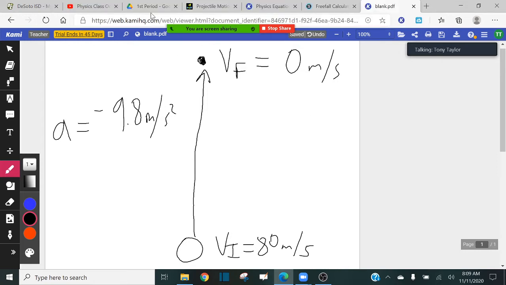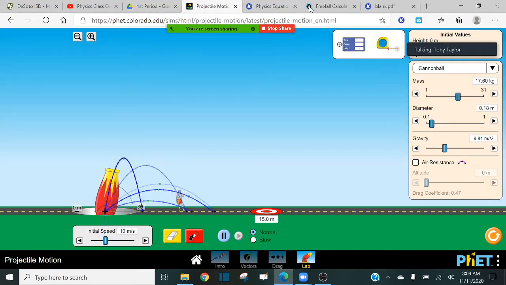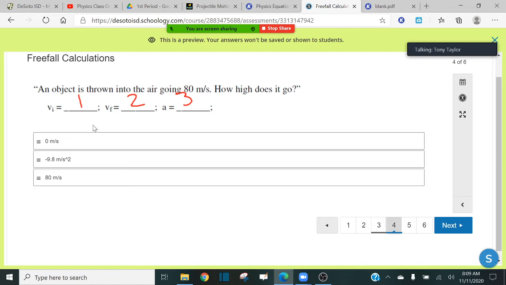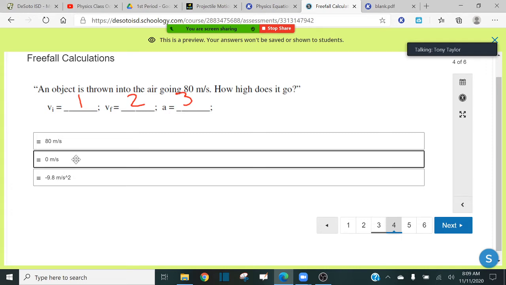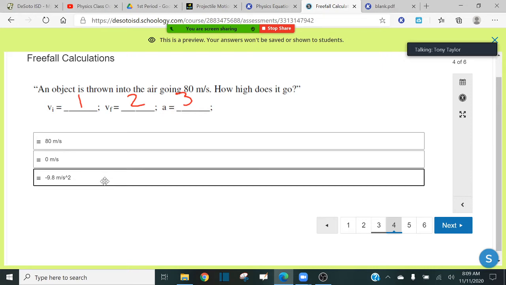So with that said, guys, let us put everything in order. Okay. So for number 1, we want our initial velocity. Remember, our initial velocity was 80 meters per second. Okay. For number 2, we want to know our final velocity. That's the second thing, which is the velocity at the very top. As Michaela said, it's just 0. And lastly, the acceleration is negative 9.8 meters per second squared.